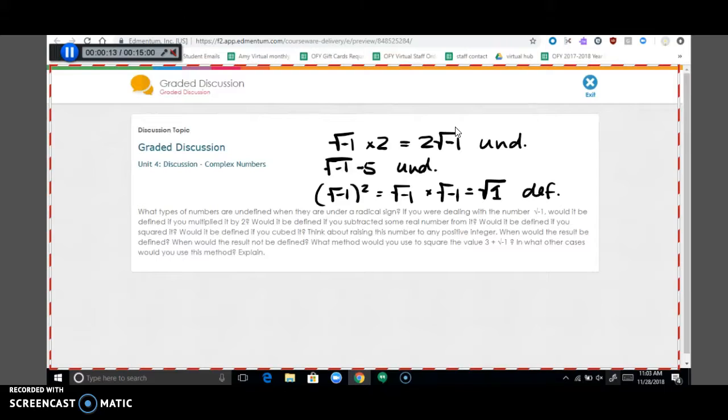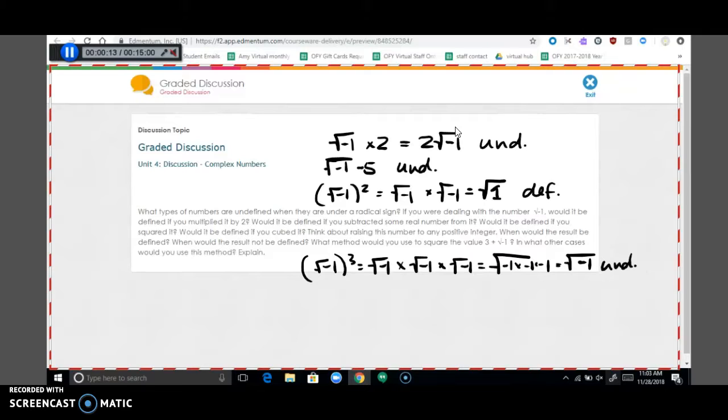Now it says, would it be defined if you cubed it? So we got square root of -1 cubed, which is square root of -1 times the square root of -1 times the square root of -1. Once again, we multiply all the inside. So -1 times -1 times -1. And that -1 times -1 is positive 1 times another -1 is -1. Now we are undefined again.